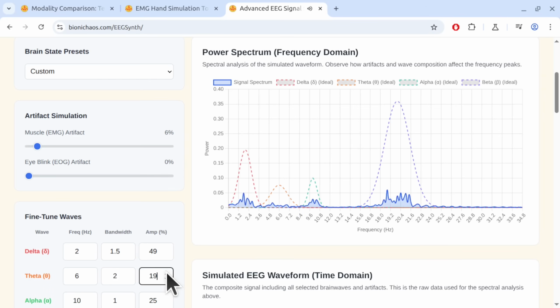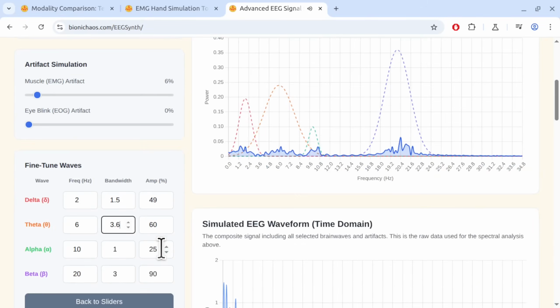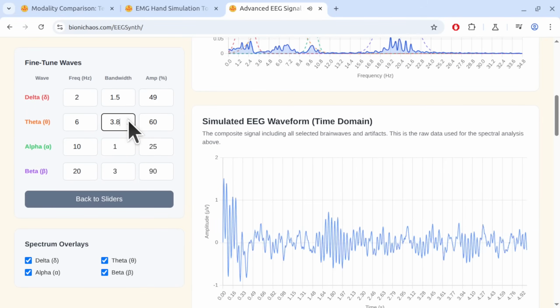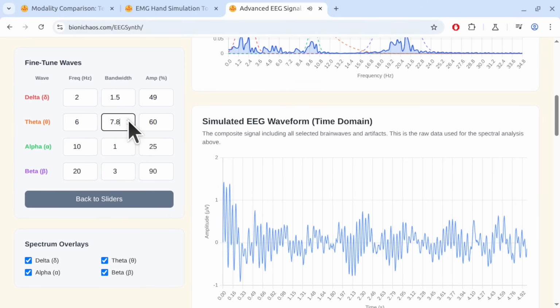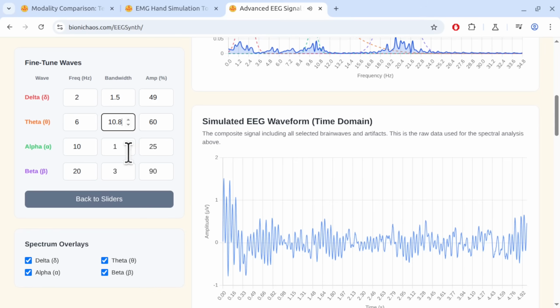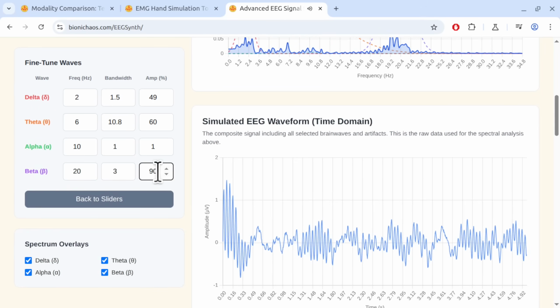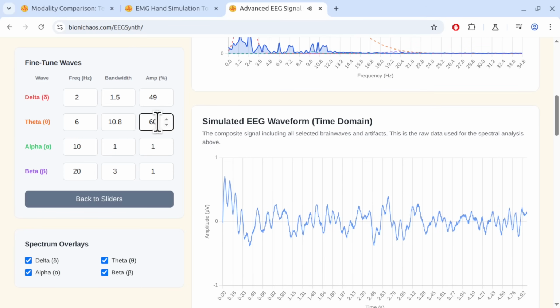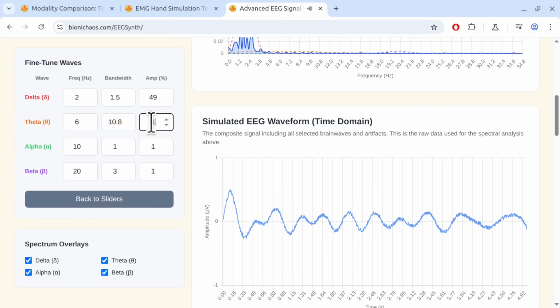And the other graph? That's the simulated EEG waveform. This one is in the time domain. It shows the raw composite signal, the voltage just fluctuating up and down over time, typically over like a 5-second window, the source says. Ah, so that's the trace that looks like the classic brainwave recording. Exactly. And it's literally the sum of everything you've added, all the individual brainwaves plus any artifacts you dialed in. It's the final mixed signal.